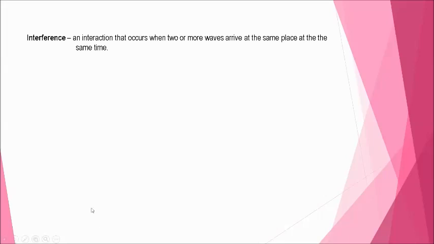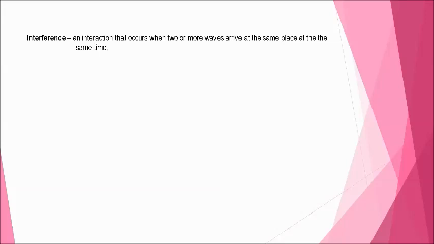And then the last interaction on our list is interference. This is an interaction that occurs when two or more waves arrive at the same place at the same time. So what happens when there's interference? Two or more waves arriving at the same place at the same time. So this is actually the combining. If there are two waves, then as they combine, it becomes one. Or if there are three waves, they combine and it becomes a single wave.